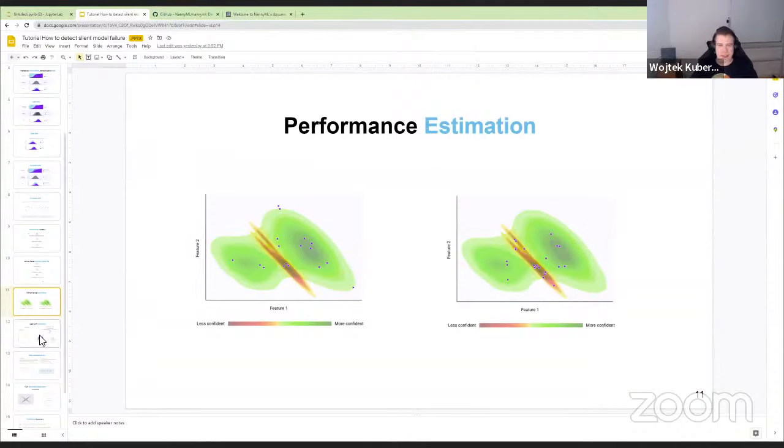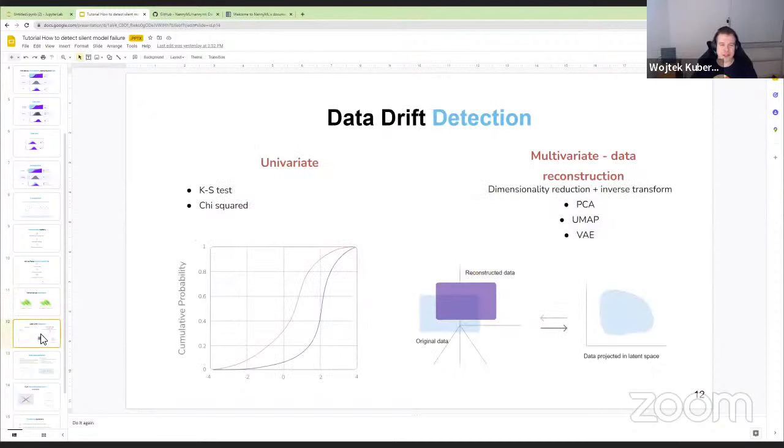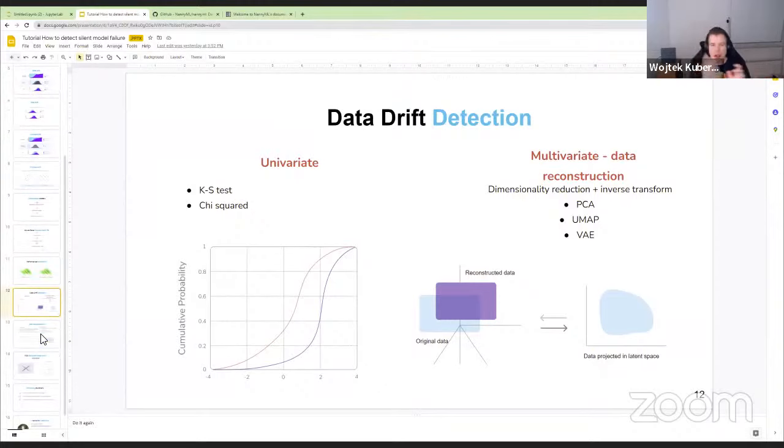Now, let's look at the third part of the agenda, which has to do with detecting data drift. So we try to figure out and troubleshoot what exactly went wrong and why our performance has decreased. Here, we have two ways of detecting data drift, roughly speaking.